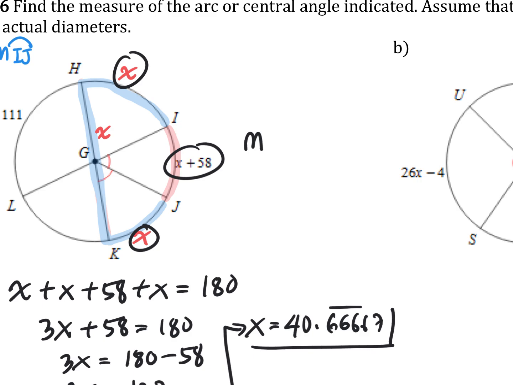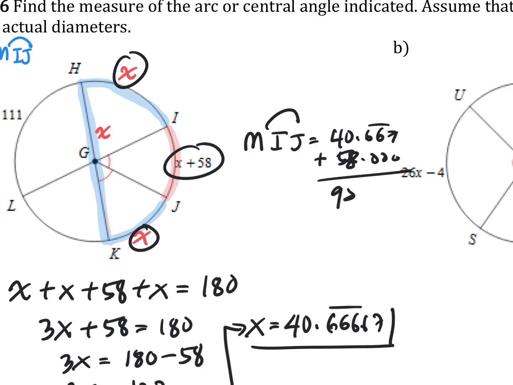So the measurement of arc IJ in this case is going to be 40.6667. Then we add the 58 here. That's going to give you around 98.6667. So that is the measurement of our arc in here.